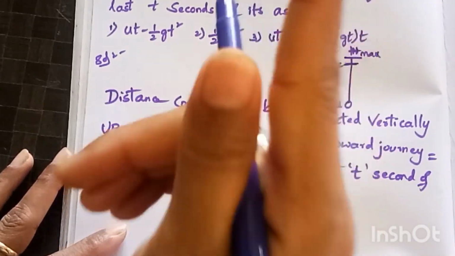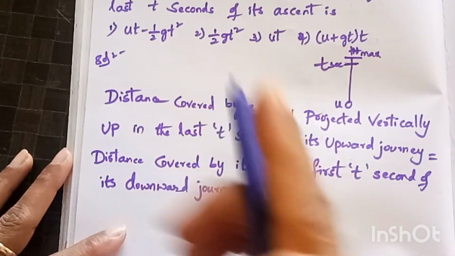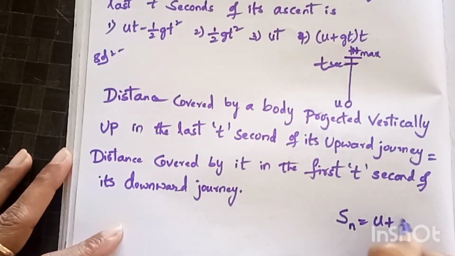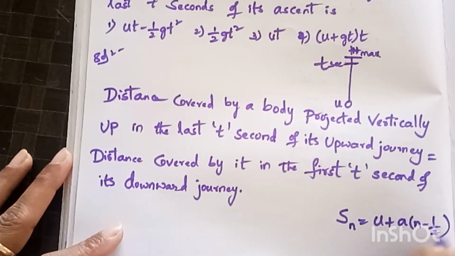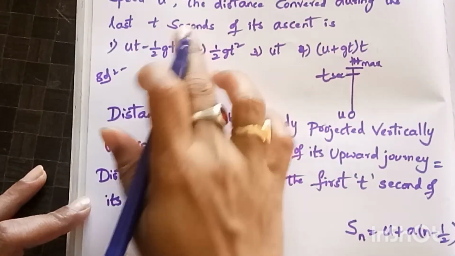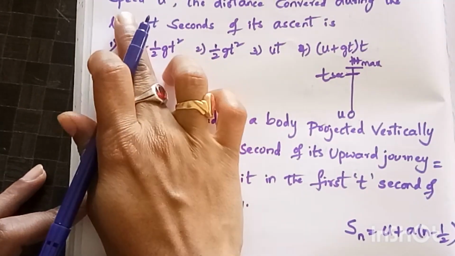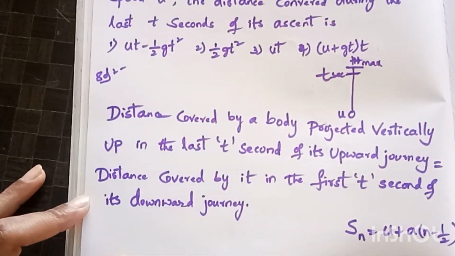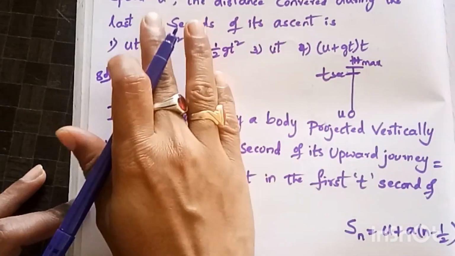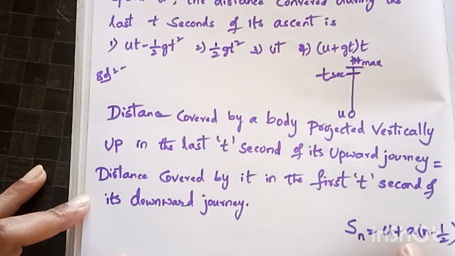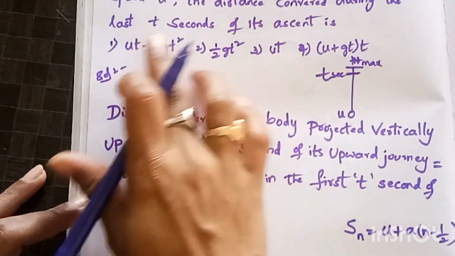If we say first second, we take the formula Sn equals u plus a into (n minus 1) by 2. But here they said t seconds. They did not say last second, they said last t seconds. So we can't take this formula. If they say to find the last second of its ascent, we take this formula.